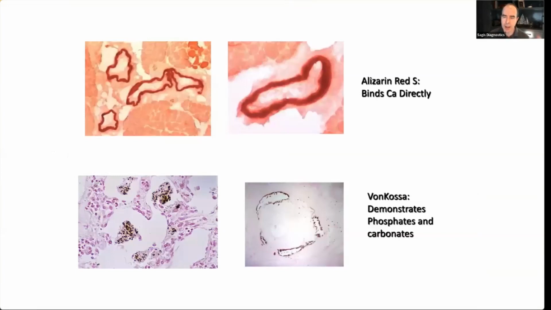Here's alizarin red staining calcium. So this looks like some calcium deposition in some blood vessels. There's red, and in von Kossa, calcium stains black. All right, so here's a blood vessel with calcium deposition in it, and it's staining the calcium black.